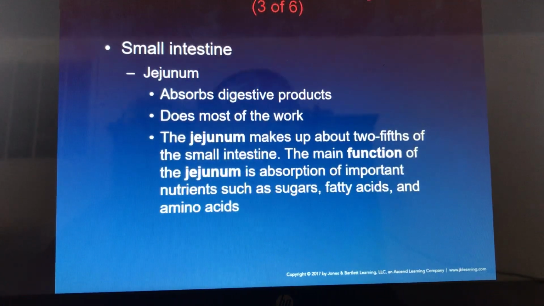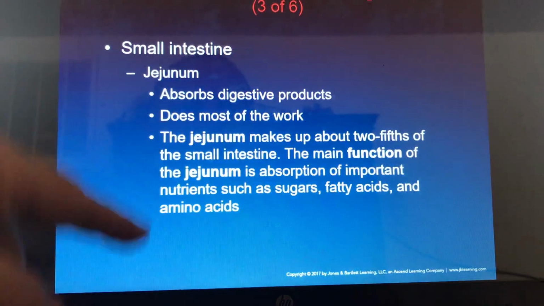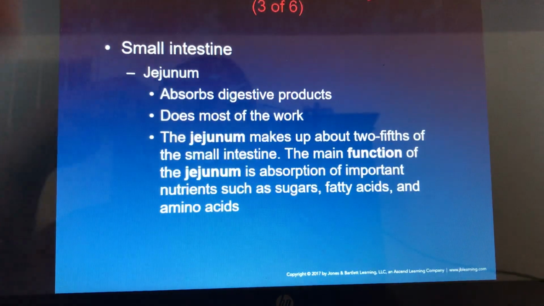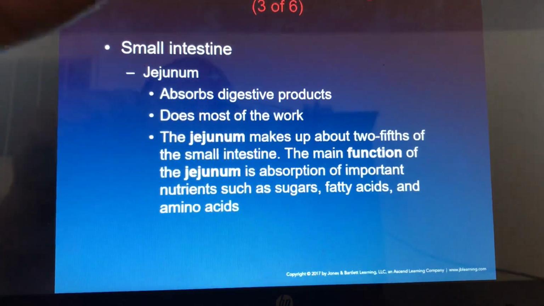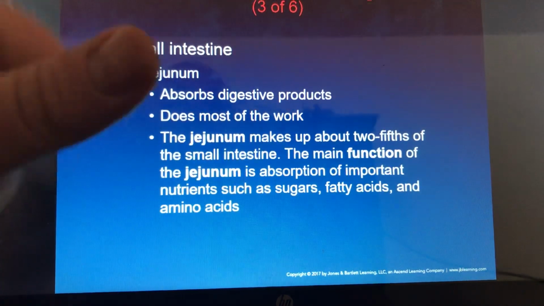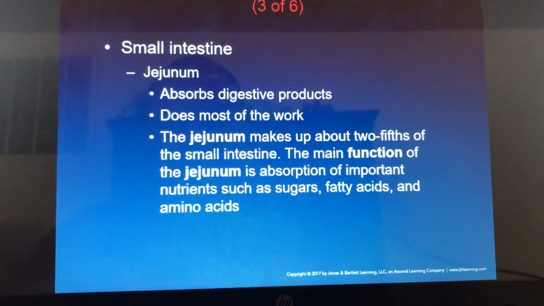You now have the middle section. They call it the jejunum. The jejunum makes up about 2/5 of the small intestines. And its important part is the absorption of nutrients, especially the sugars, fatty acids, and amino acids. So basically, it's looking to get everything that you need. You need proteins, you need fats, and you need sugars. You store the fats, you use protein for muscle building and development, and you need sugars for your cells. That's why it's very important.